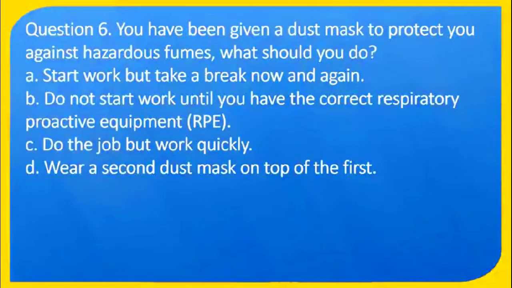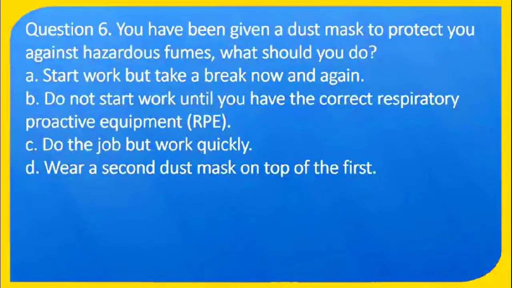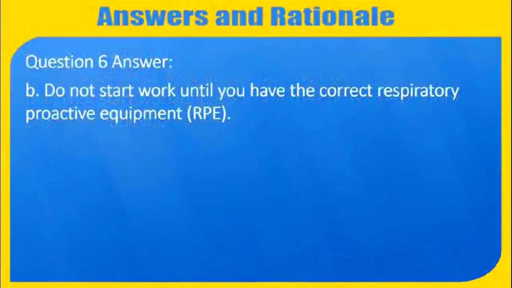Question 6. You have been given a dust mask to protect you against hazardous fumes. What should you do? A. Start work but take a break now and again. B. Do not start work until you have the correct respiratory protective equipment, RPE. C. Do the job but work quickly. D. Wear a second dust mask on top of the first. Question 6 Answer, B. Do not start work until you have the correct respiratory protective equipment, RPE.